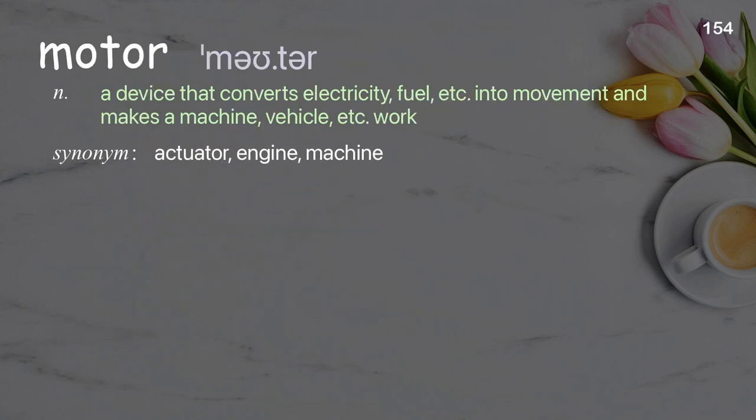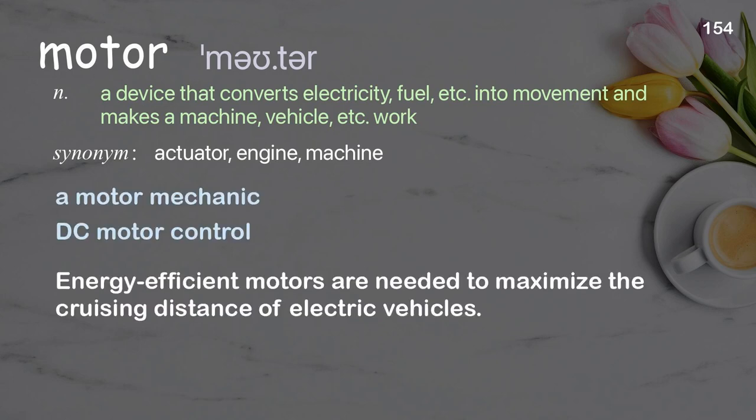Motor. A device that converts electricity, fuel, etc. into movement and makes a machine, vehicle, etc. work. Examples: a motor mechanic. DC motor control. Energy-efficient motors are needed to maximize the cruising distance of electric vehicles.